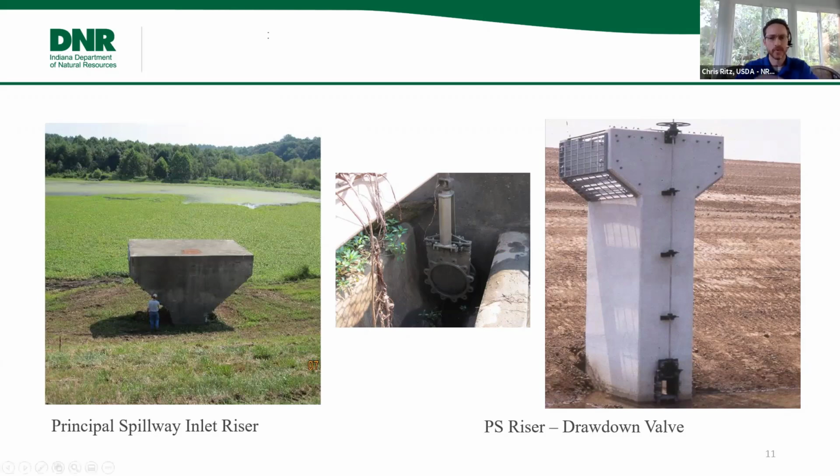If you go to that right picture, at the top, you're going to see kind of a handlebar or a wheel where someone could raise and lower their drawdown valve. As you go vertically down from that wheel, there's a stem, and then the gate there at the bottom.